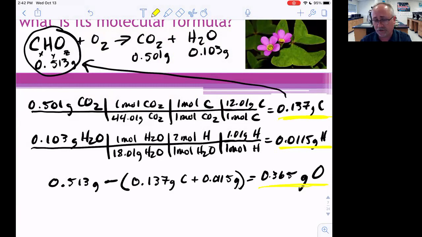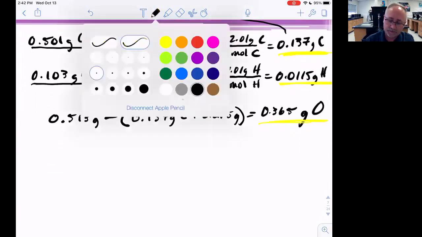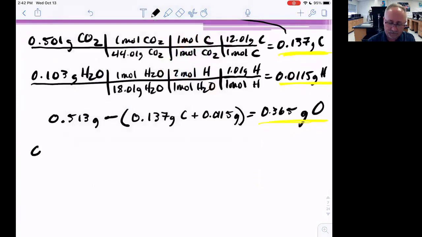Okay, so hopefully you did actually pause and not wait for me to start speaking again. That's bad. Shouldn't do that. But okay, so here I have all of my masses. I'm going to take my masses, change my color. I'm going to take my masses of each. So I've got 0.137 grams of carbon.